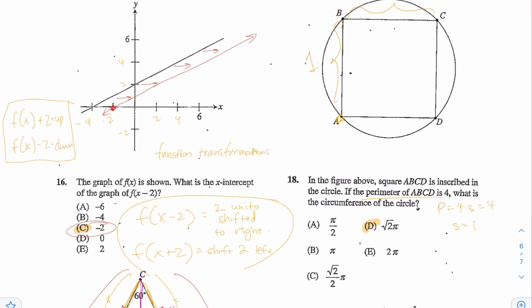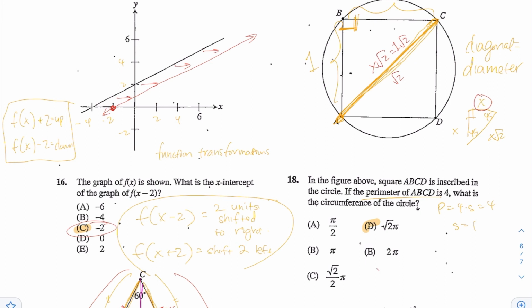And because this square is inscribed in this circle, the diagonal of the square is the diameter of the circle. And since it's a square, you know that a diagonal splits up a square into two 45, 45, 90 right triangles. So this is the other special right triangle with sides of x, x, x root 2. In this case, x is equal to 1. So that means that the hypotenuse will be x root 2, or 1 root 2, which is just root 2.